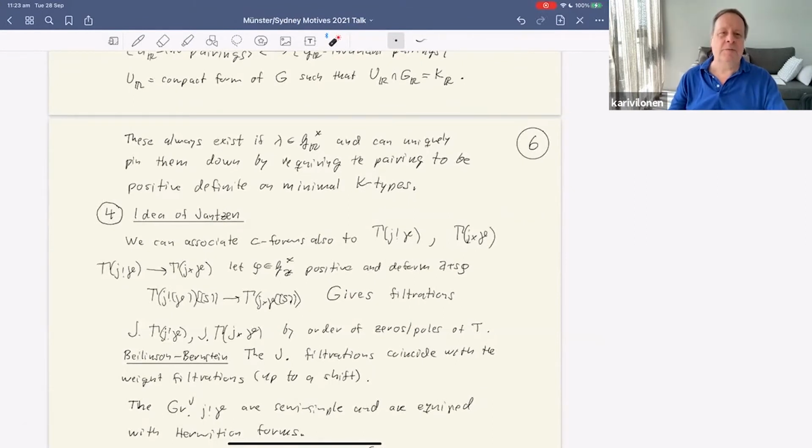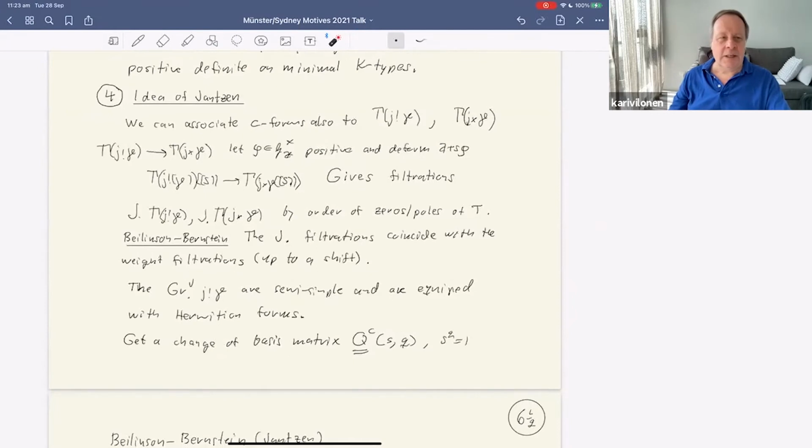These forms always exist for irreducible representations, and you can uniquely pin them down by requiring the pairing to be positively definite on minimal K-types. So there are some very, very small representations of K that appear in the representation, and you can pin those to be, let's say, positive on those. That's the key to this thing, that they can somehow decide a definite signature, a definite sign for this form.